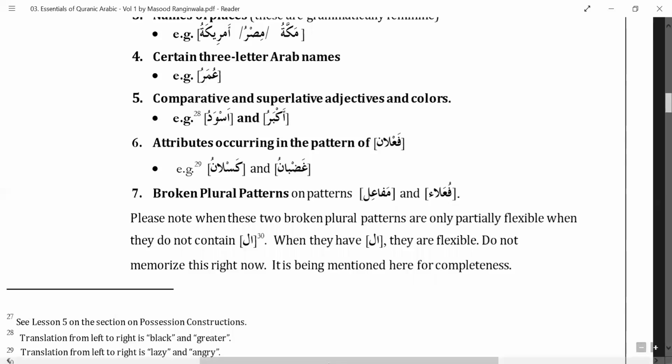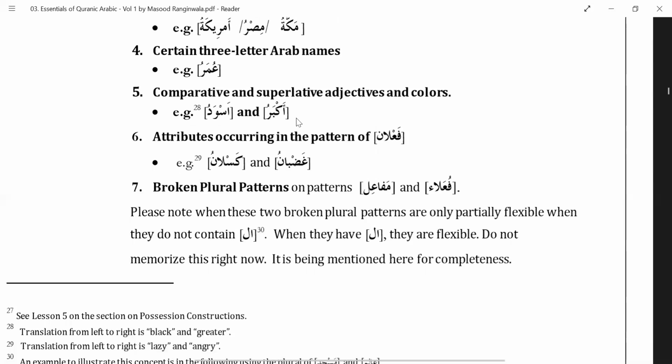Then there are certain patterns, Akbaru, Aswadu. Usually these patterns which begin with Alif, Akbar, they're comparing, greater than or greatest. Allahu Akbar, Allah is the greatest. Aswadu, these are superlative adjectives and colors. These again will be covered in the later classes, but for now you can remember that such words are also partly flexible, they do not take a kasra.